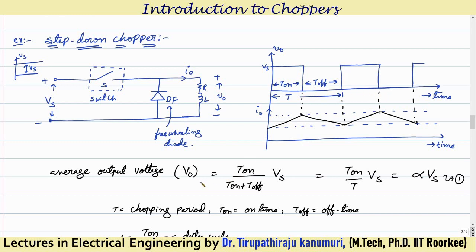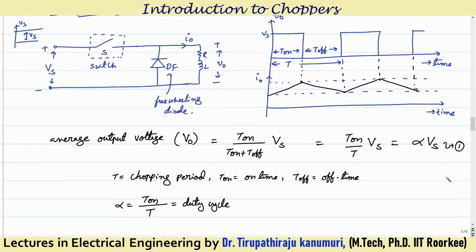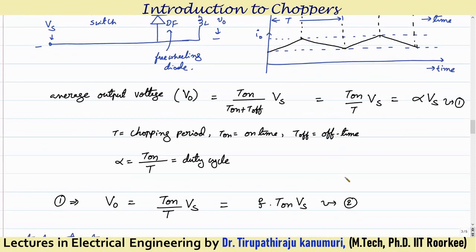If you want to calculate the average output voltage, it will be equal to T on, because out of the total duration T, it is on for only T on duration. So the average value will be equal to T on divided by T on plus T off, or nothing but the total time, multiplied by your supply voltage Vs. Or this I can write as T on by T times Vs. This T on by T is called alpha. What is this alpha? Alpha is T on by T. This is called the duty cycle. Here T is the chopping period, T on is the on time, and T off is the off time of this thyristor switch. I think it is clear to you.